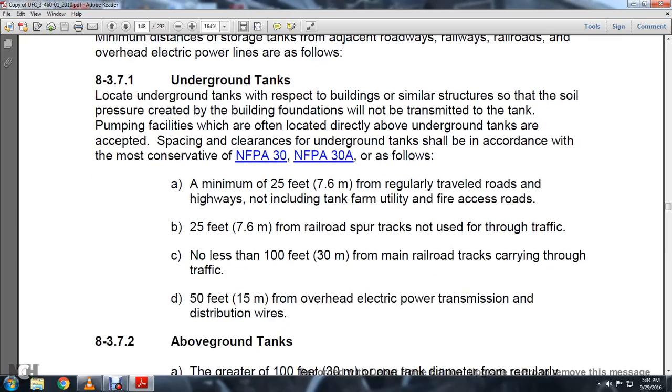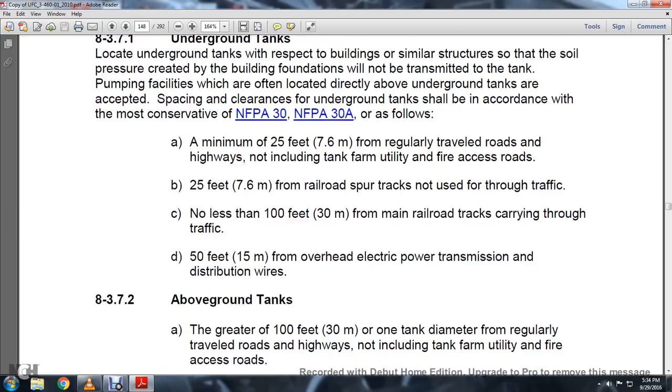A minimum of 25 feet from regular travel roads and highways, not including the tank farm utility and fire access roads; 25 feet from railroad spur tracks not used for through railroad traffic; not less than 100 feet from the mainline railroad tracks carrying through traffic; and 50 feet from overhead electrical power transmission and distribution wires.